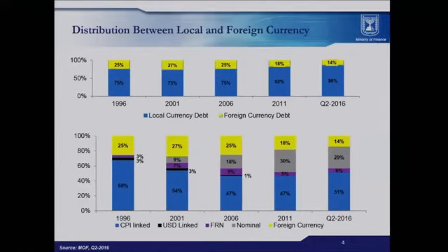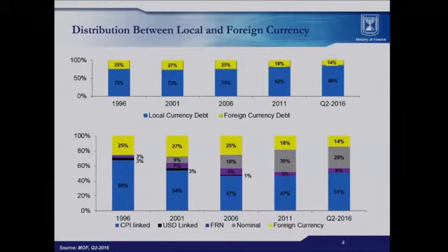So, the upper chart shows the distribution between local and foreign currency since 1996. As we can see, the foreign currency debt reduced from 25% to 14% currently. However, we choose to remain with foreign currency debt, not particularly for financial needs, but more for supporting our strategic target, as we will see in the upcoming slides.